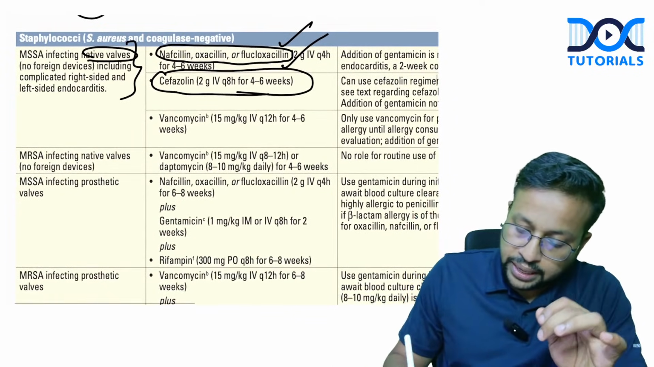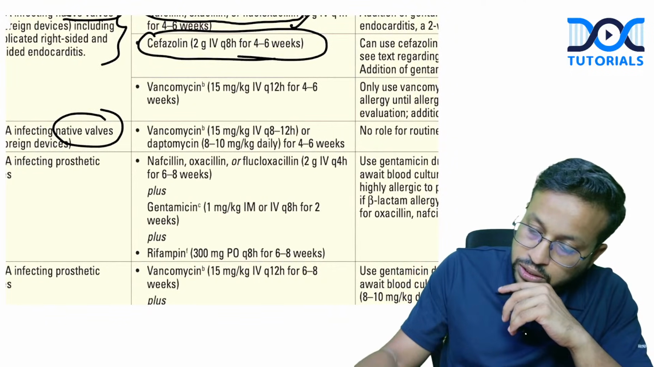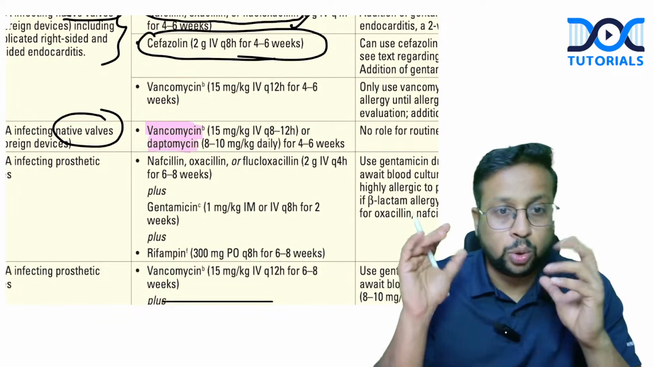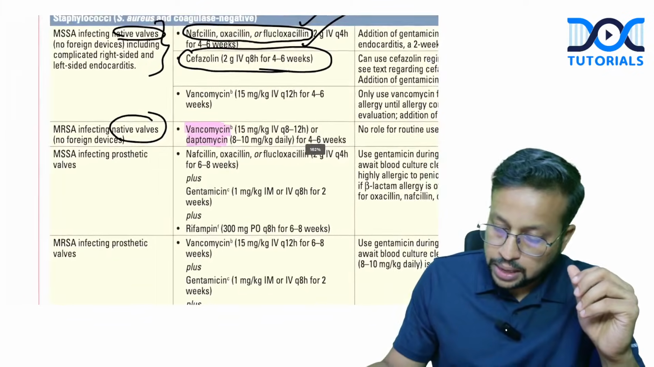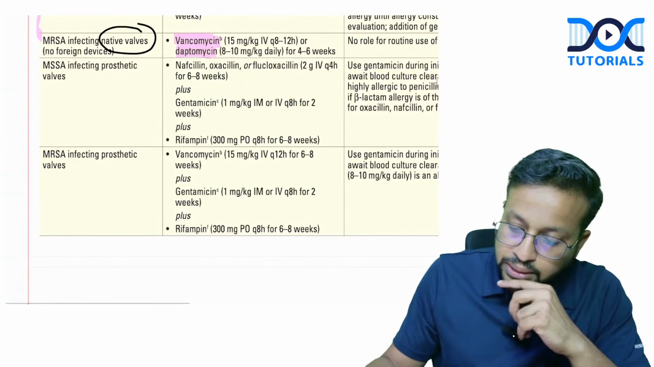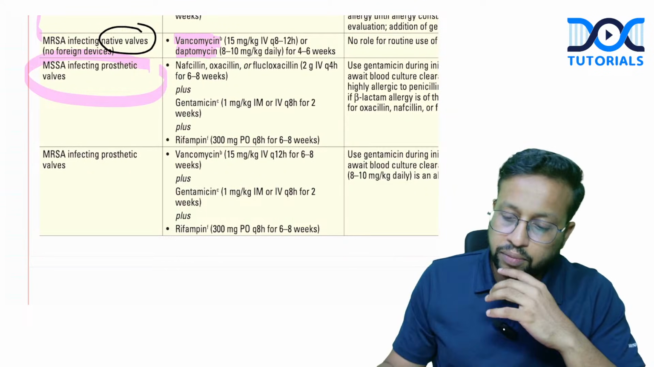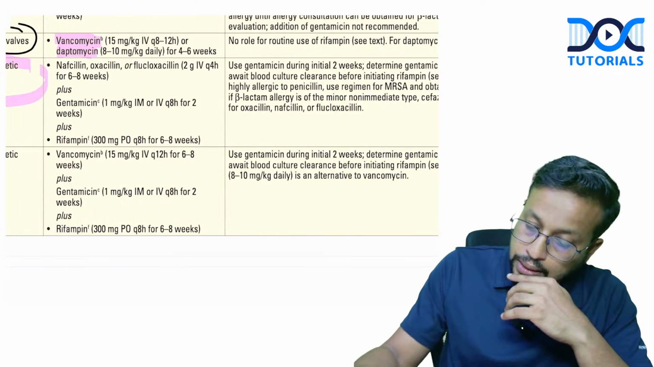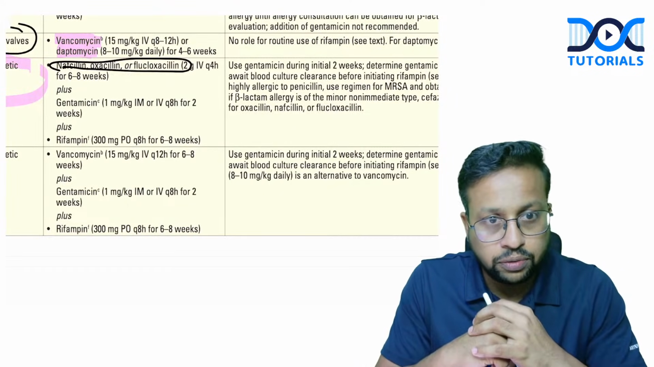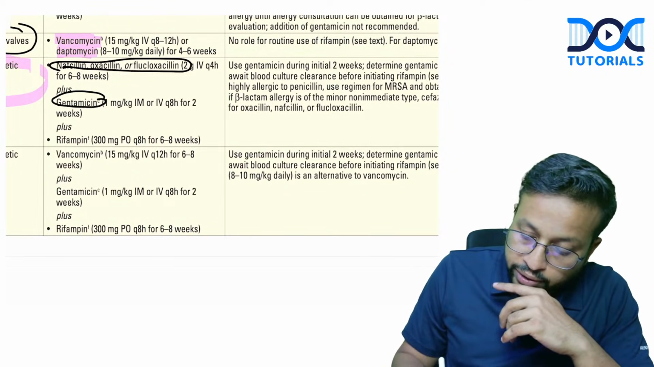What about MRSA infecting the native valve? If it's an MRSA infecting the native valve, the first drug of choice will be vancomycin as of now. Daptomycin may be used as an alternative. Now this is for native valve endocarditis. What if it's an MSSA affecting the prosthetic valves? If it is an MSSA affecting the prosthetic valve, again you have to use either nafcillin, oxacillin, or flucloxacillin as the anti-staphylococcal penicillin. Plus, you will add gentamicin and you add rifampicin.